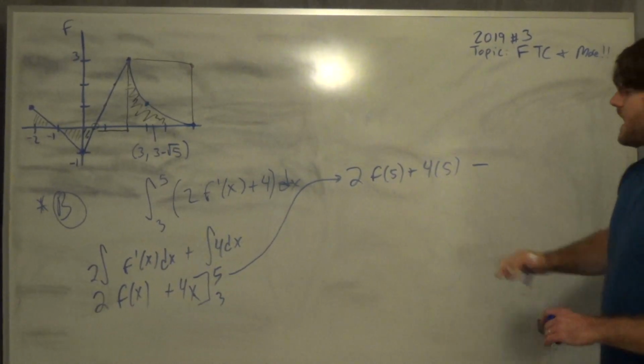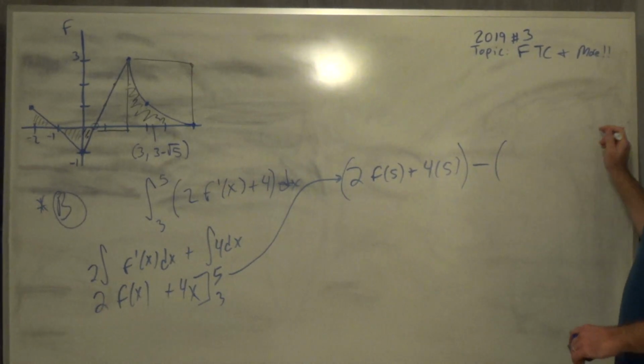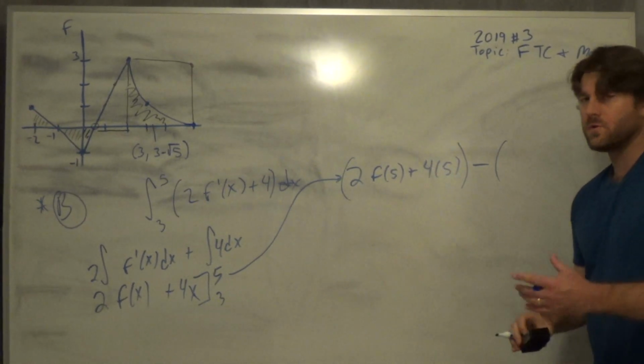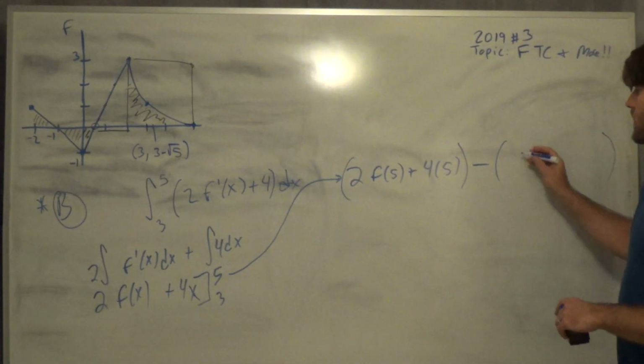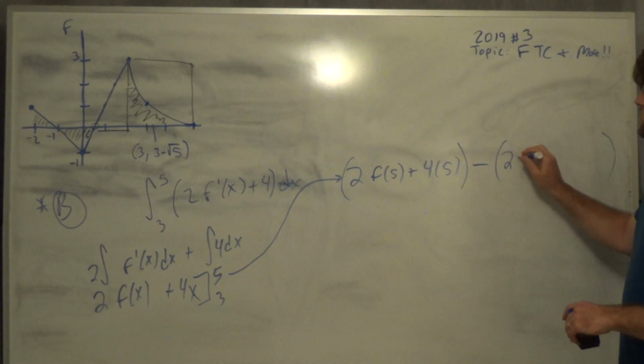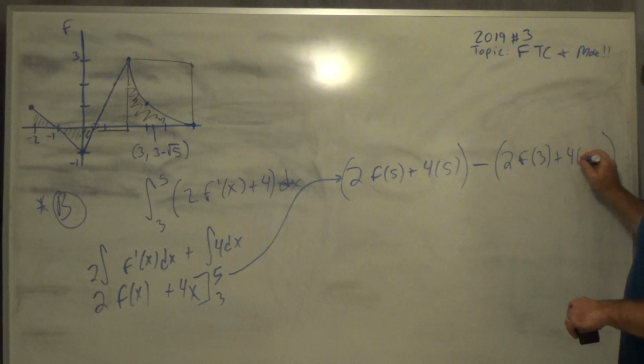Oh, and by the way, you've got to use parentheses. Not in the first piece, you don't have to, but the second piece. Whenever there's a minus sign, like quotient rule, or if you're doing product rule, you've got to use parentheses if there's a plus or minus anywhere. Now I'm going to plug in a 3. So 2 f of 3 plus 4 times 3.